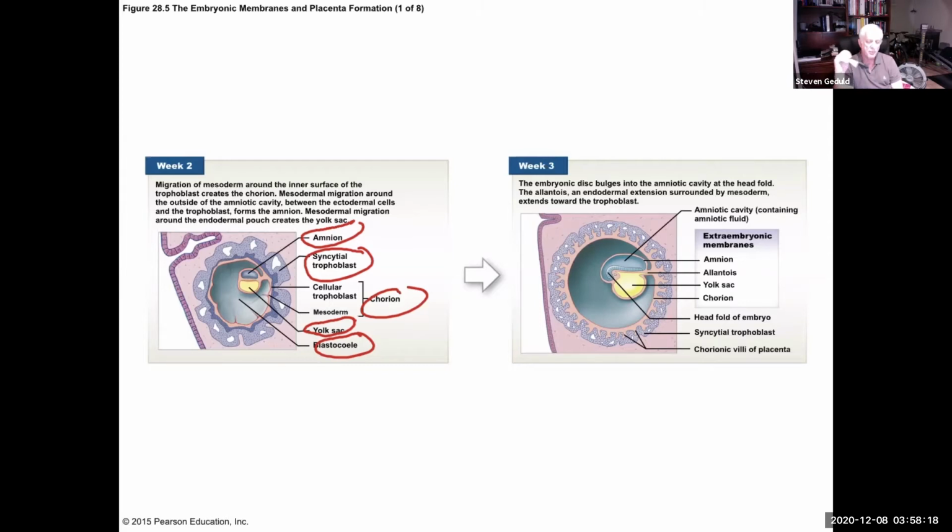At week 3, you see some of the differences developing. You can see your extraembryonic membranes. There's 4 of them, remember? There's the amnion, allantois, yolk sac, and chorion. You can see how those start to develop.